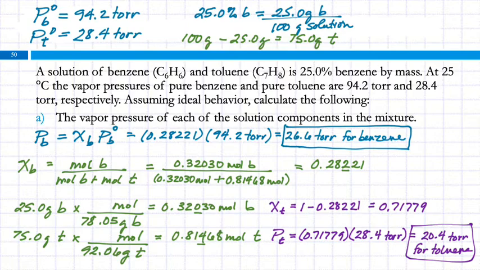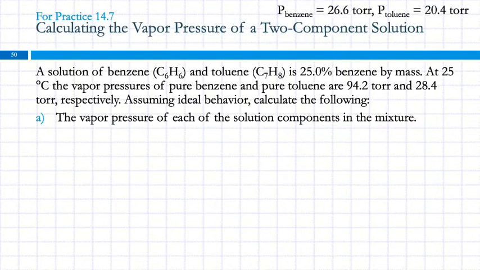Questions? There's nothing super complicated about this. I mean, we don't even have to rearrange equations, right? But there's a lot of little pieces that we have to put together in the correct way. So even though none of the individual steps is difficult, putting them all together can sometimes be rather challenging. But you can get better at it by practicing. So 26.6 torr and 20.4 torr. Cool.